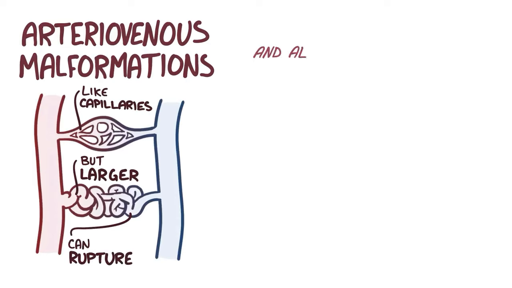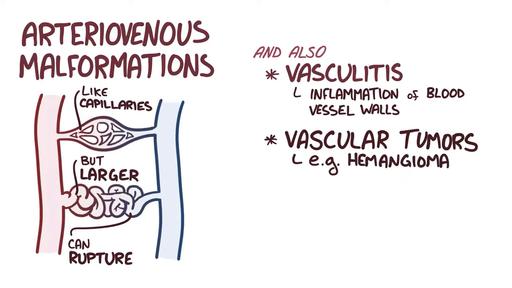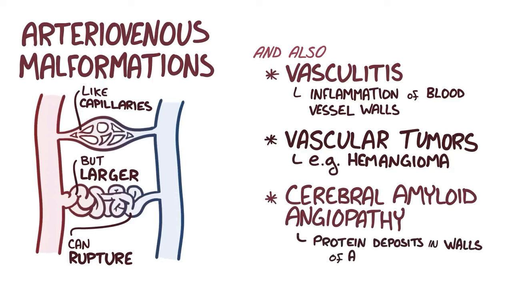Intracerebral hemorrhages are also associated with conditions that damage the arteries in the cerebrum themselves, like vasculitis, a disease where inflammation of the blood vessel walls occurs, vascular tumors like hemangioma, which is a benign vascular tumor of the endothelial cells of the blood vessels, and cerebral amyloid angiopathy, which is a degenerative disease where abnormal protein deposits in the walls of the arterioles make them less compliant.